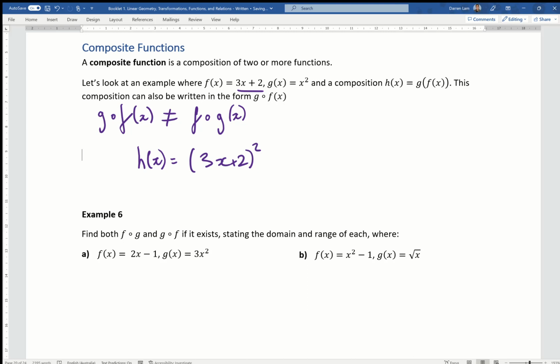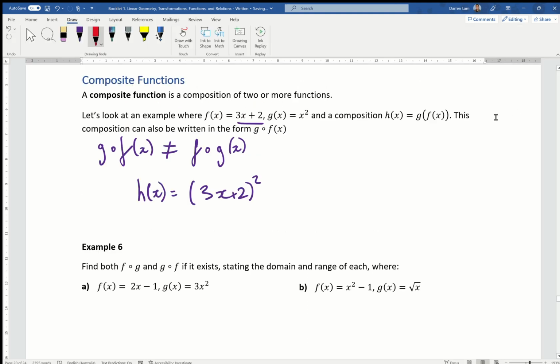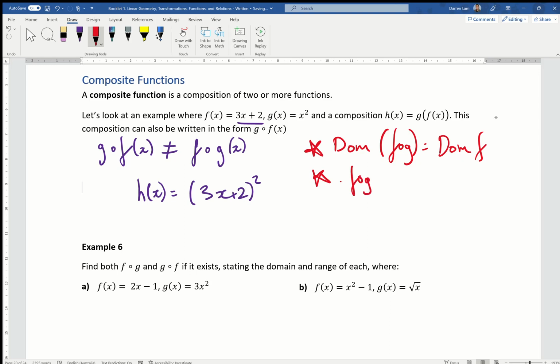Any questions? Okay, before we move on to the next part, I'm going to get you to copy down two things of note. The domain of f of g equals the domain of f. That's the first one. The second one is, for f of g, the range of g is a subset of the domain of f. I really recommend you write this down. For f of g, the range of g is a subset of the domain of f.